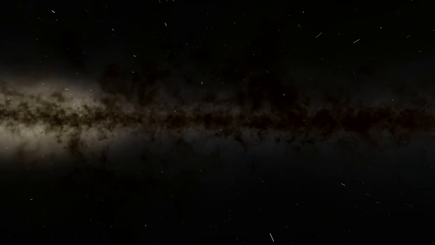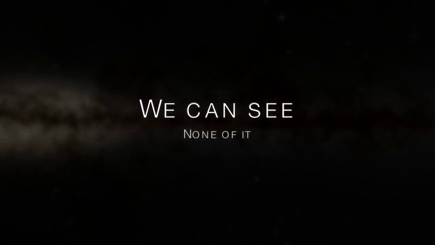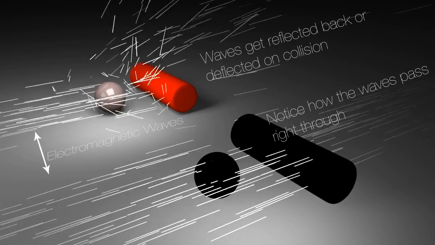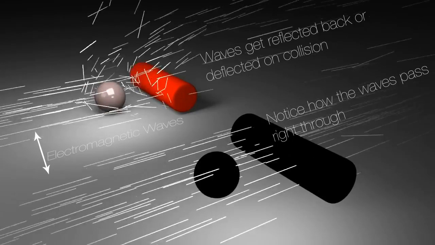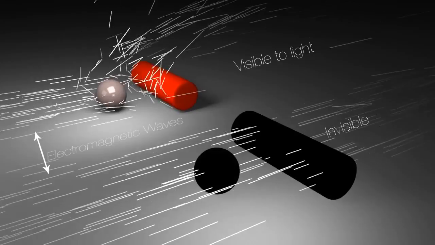Did you know that something invisible makes up 80% of our universe and we can see none of it? That something is called dark matter. Well, simply put, dark matter is a mysterious type of matter that does not emit or absorb any form of electromagnetic radiation, and yes, that includes light as well. It's kind of like a really thin sheet of super clean glass.